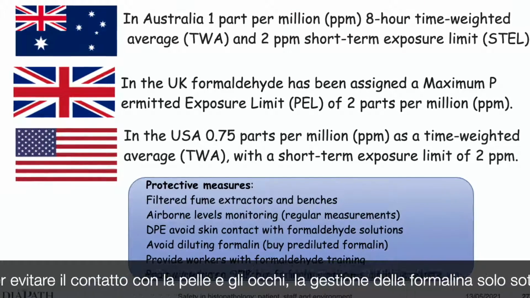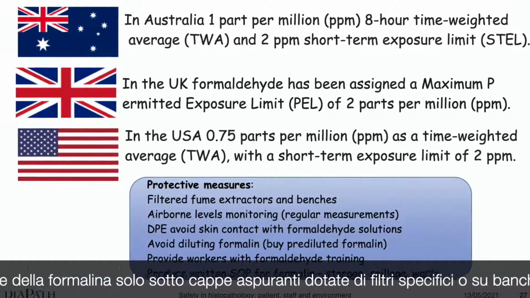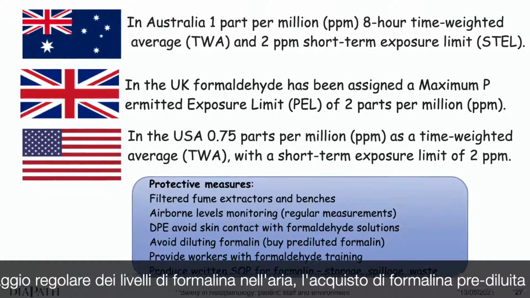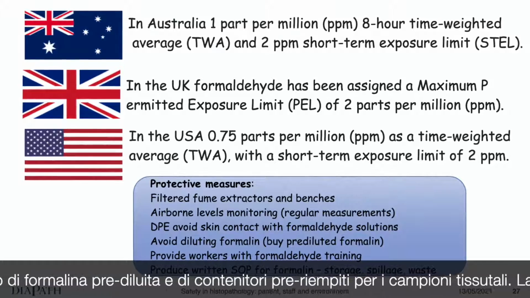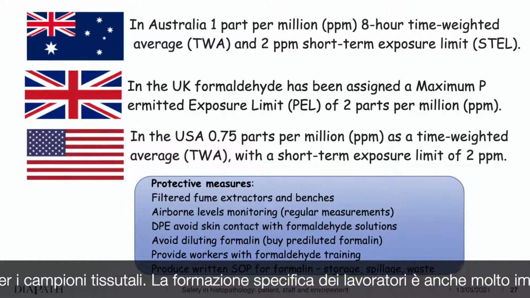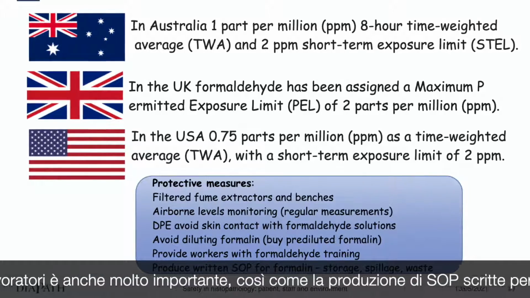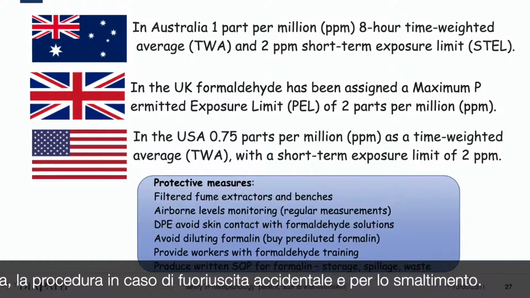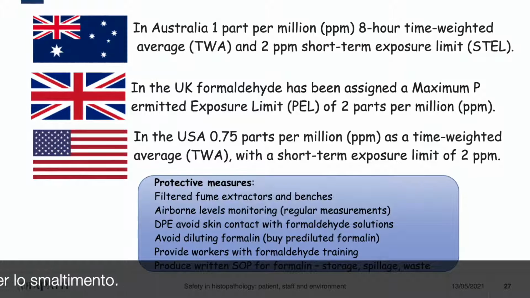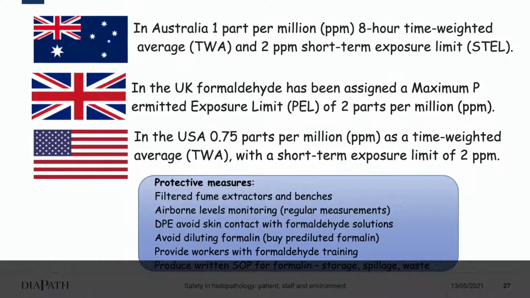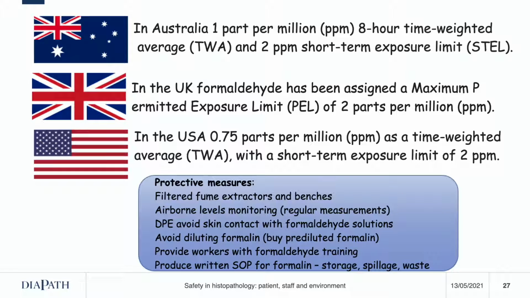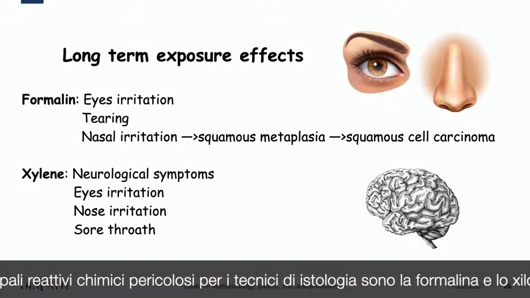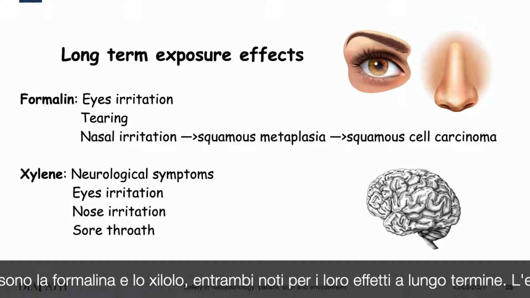However, a series of protective measures can be enacted anywhere, including the use of PPE to avoid skin and eye contact, the management of formalin only under filtered fume extractors or on aspirated special benches, monitoring regularly the airborne levels of formalin, and buying pre-diluted formalin and pre-filled containers for tissue specimens. A specific training of workers is also very important, as well as the production of written SOPs for formalin storage, spillage and waste.